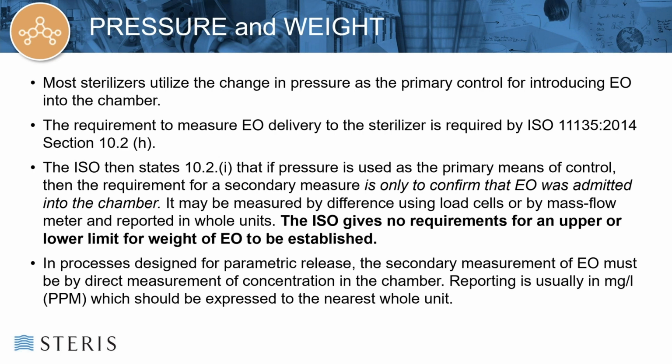You can also use things like load cells or mass flow spectrometry, and those should be measured in whole units as well. So if you're using a mass flow meter, then you can measure the amount of mass that went in. But again, it doesn't have to be an upper and lower limit. You have to just show that mass of EO did go into the chamber, and using those types of measuring devices can prove that it truly was EO that caused the pressure change.